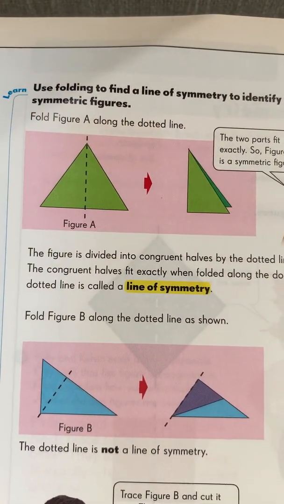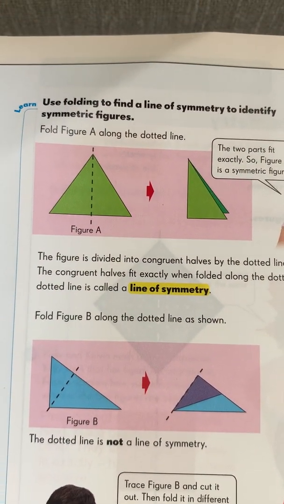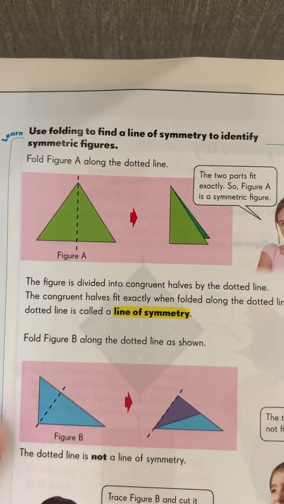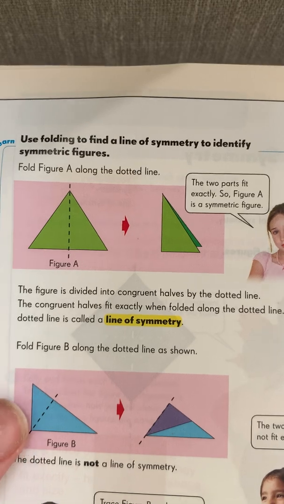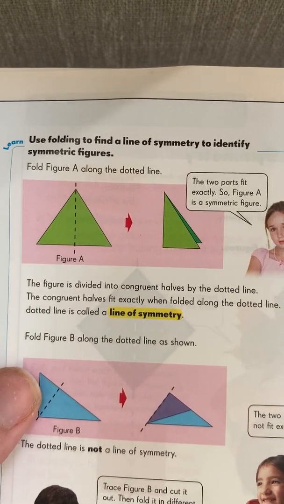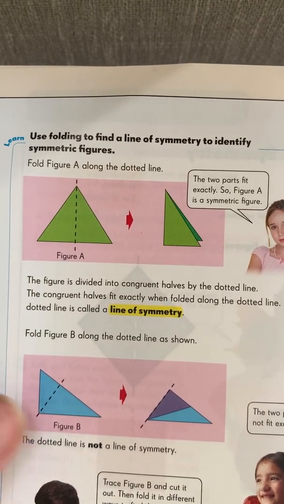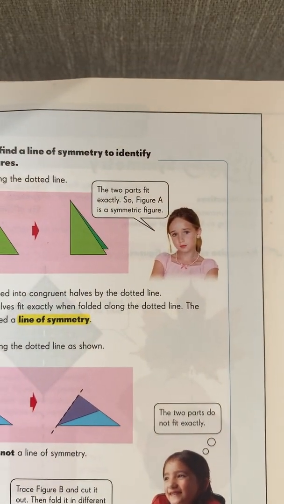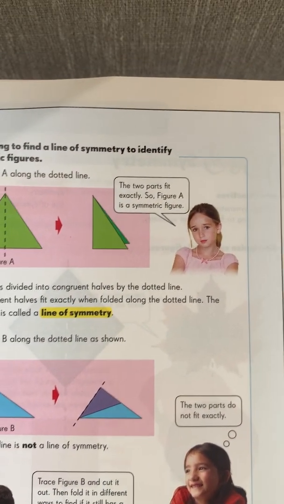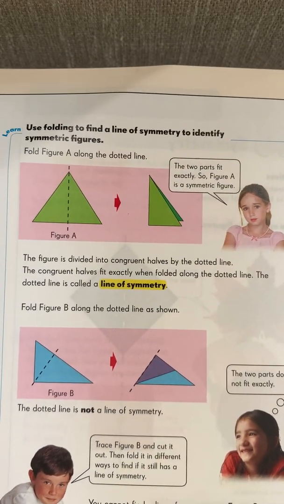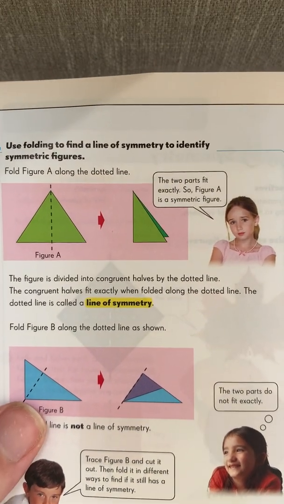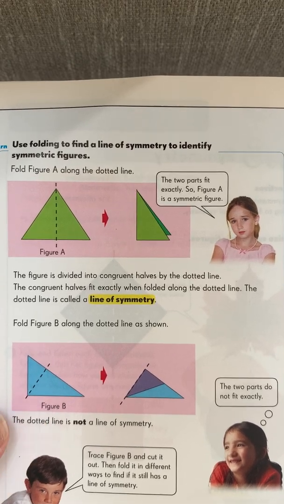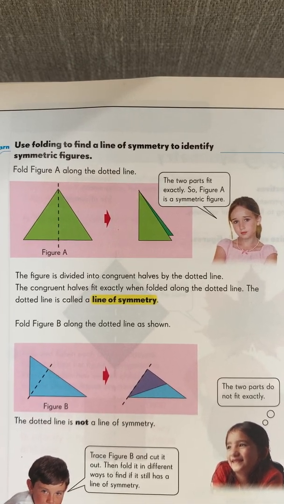Okay, let's take a look at figure B though. Fold figure B along the dotted line. The dotted line here is not a line of symmetry because look, this half is shorter than this half. They are not congruent, are they? These two parts do not fit exactly. All right, he says, just to be sure, trace figure B, cut it out, and then fold it in different ways to see if it still has a line of symmetry. Do you guys think it does at all?